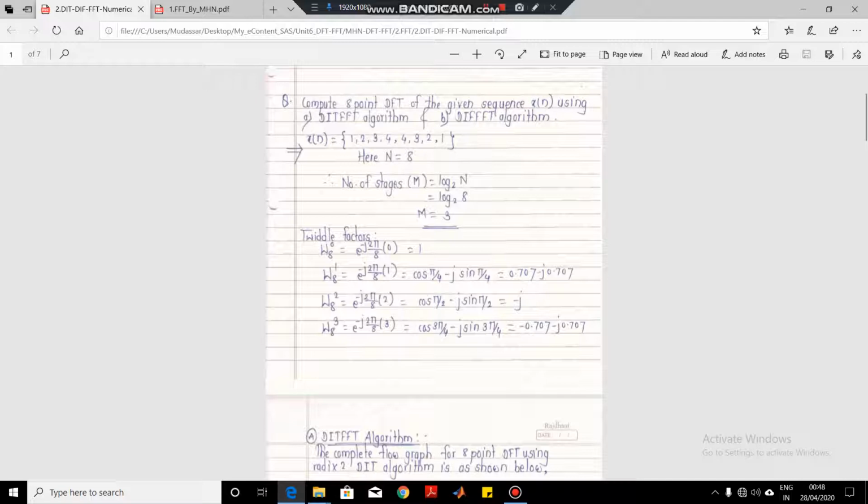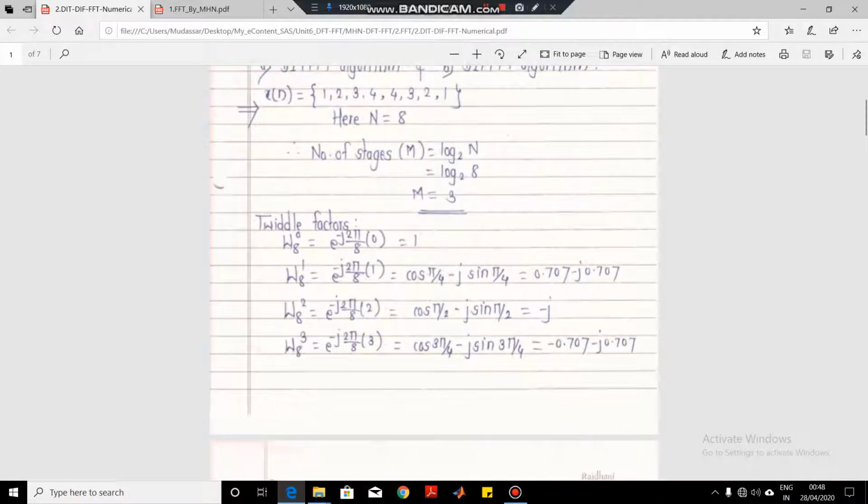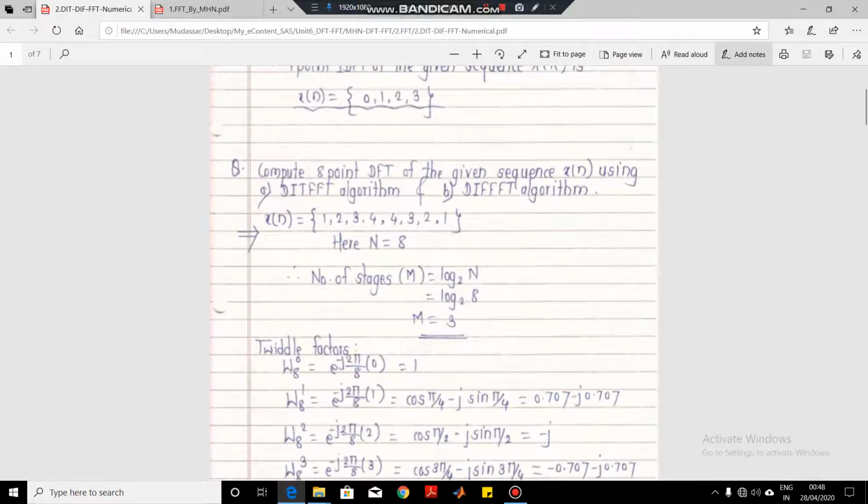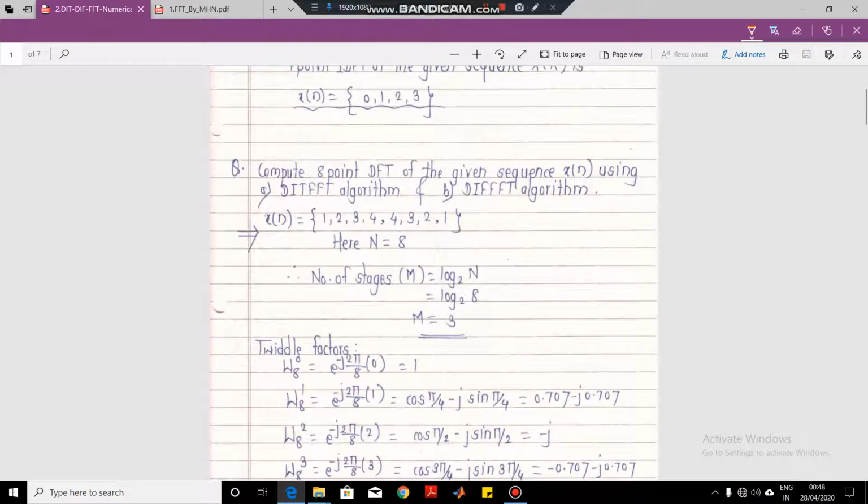So suppose we are given a numerical like this. In this numerical, we are given an 8-point sequence. So this is our 8-point sequence 1 2 3 4 4 3 2 1. So this is our x of n. So N is equal to 8 here, and we are asked to compute the DFT of this sequence. We have to compute the 8-point DFT of this sequence using the DIT FFT algorithm and the DIF FFT algorithm.